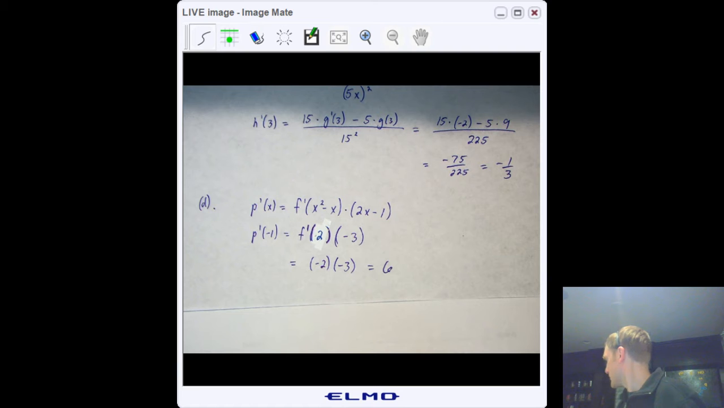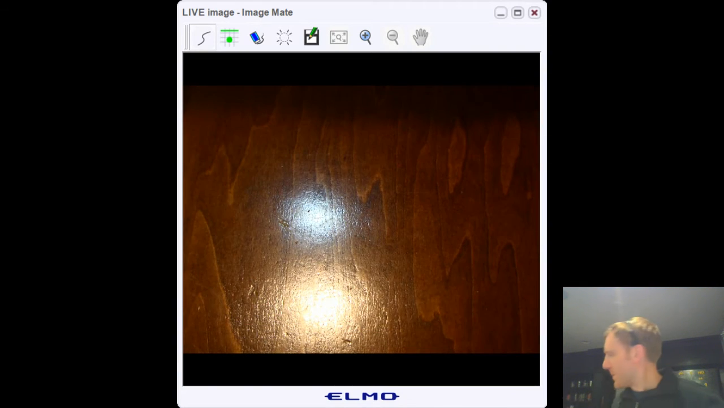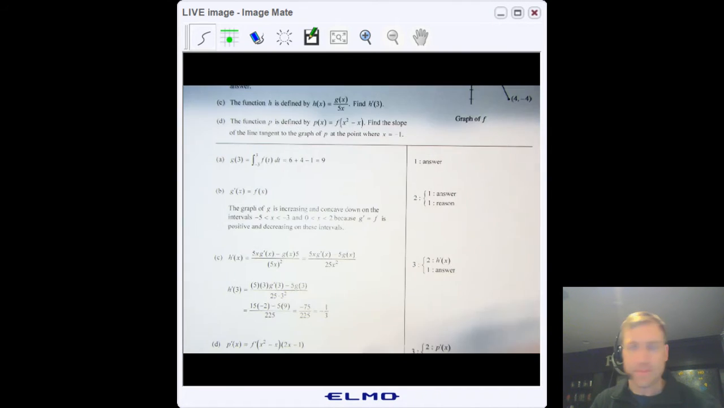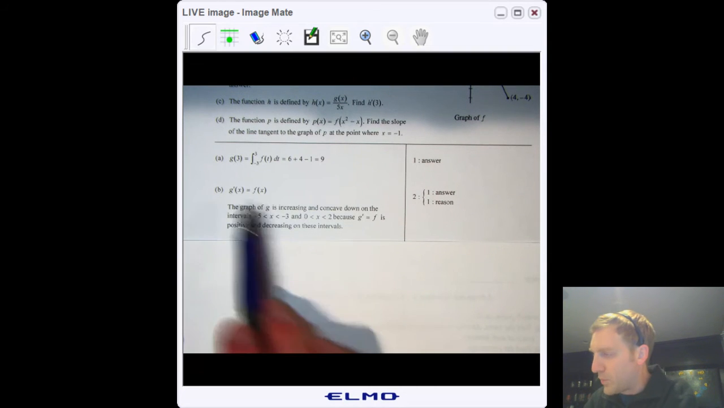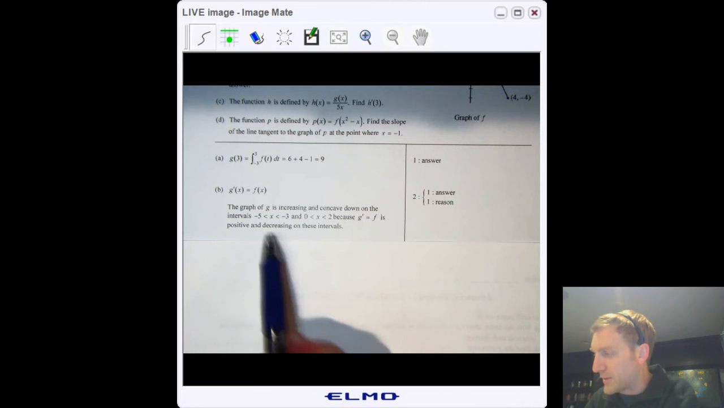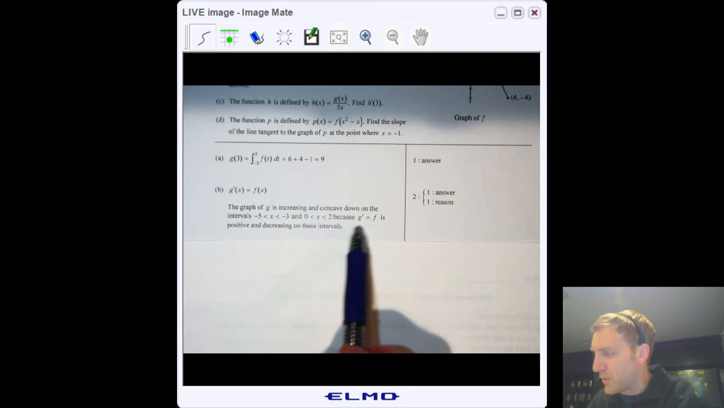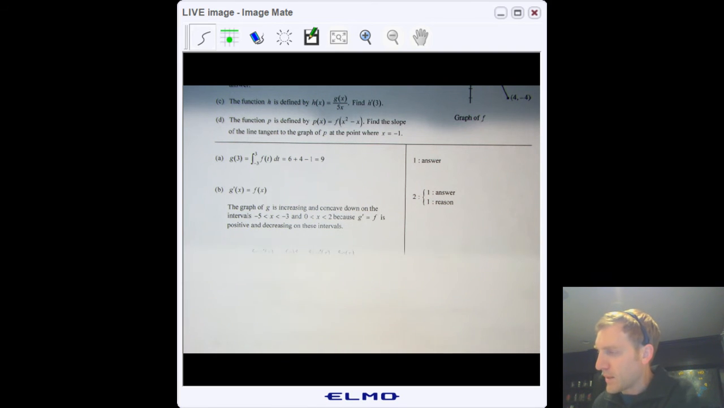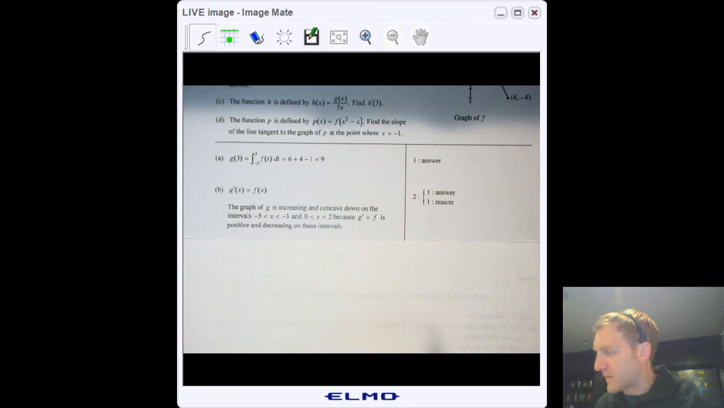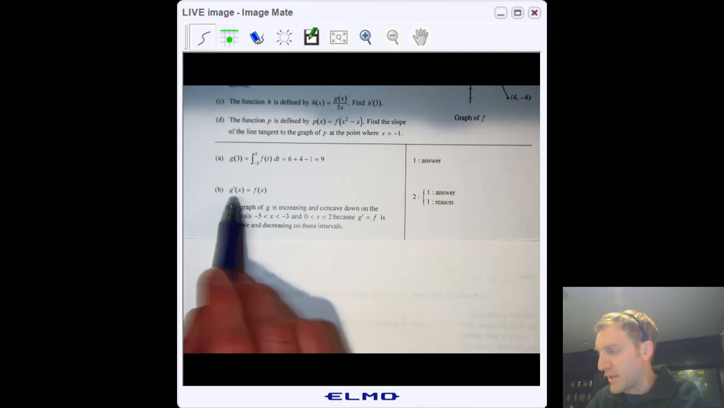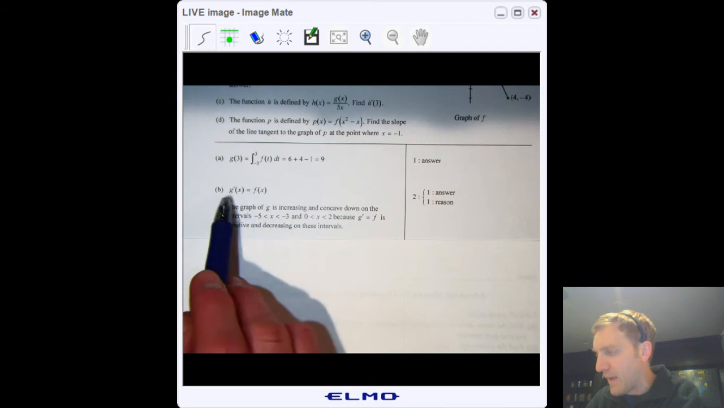All right, so let's look at the scoring guideline for this problem. Part A was just 1 point. As you can see, pretty simple there. Part B was 2 points: 1 point for the answer and 1 point for the reason. So 1 point for giving the intervals, 1 point for the reason, saying that g is both positive and decreasing, or positive with a negative slope, anything like that. You have to indicate how f and g relate.